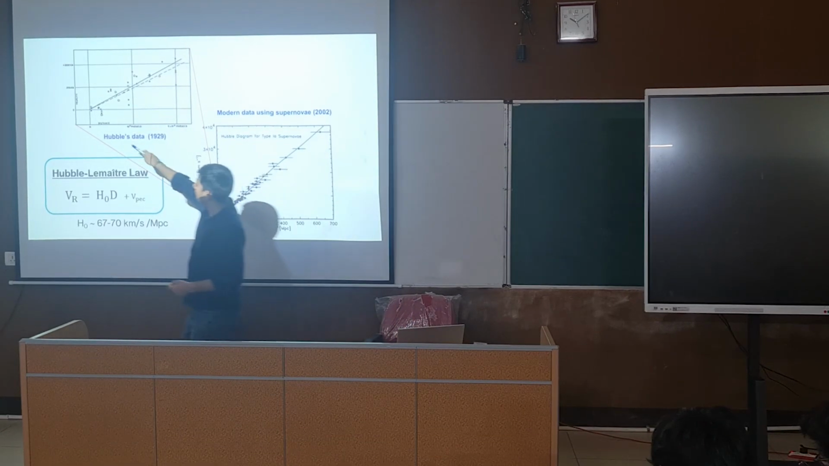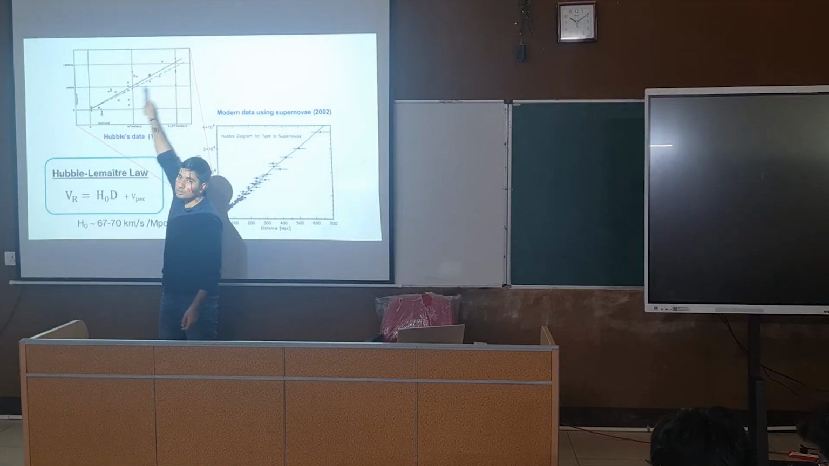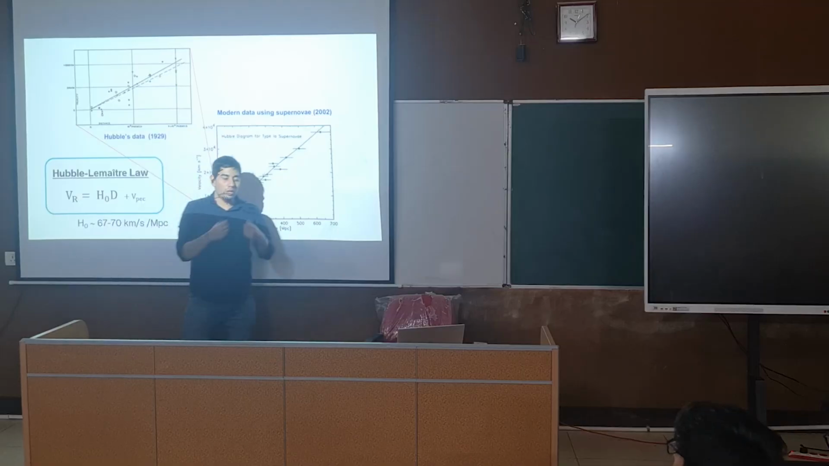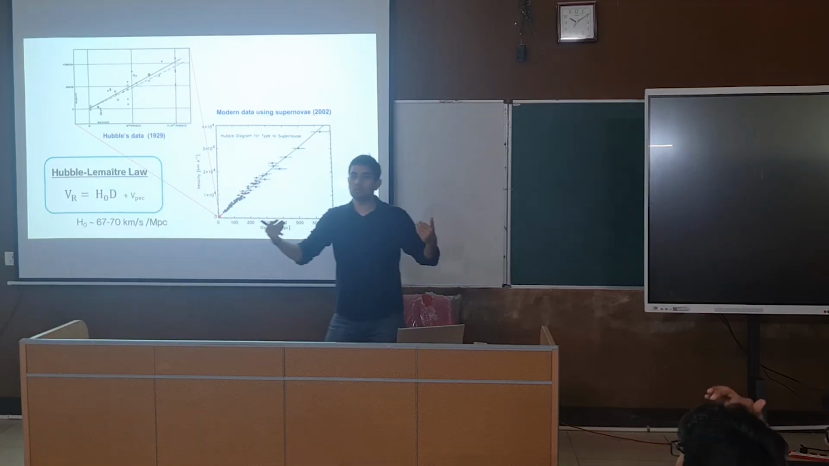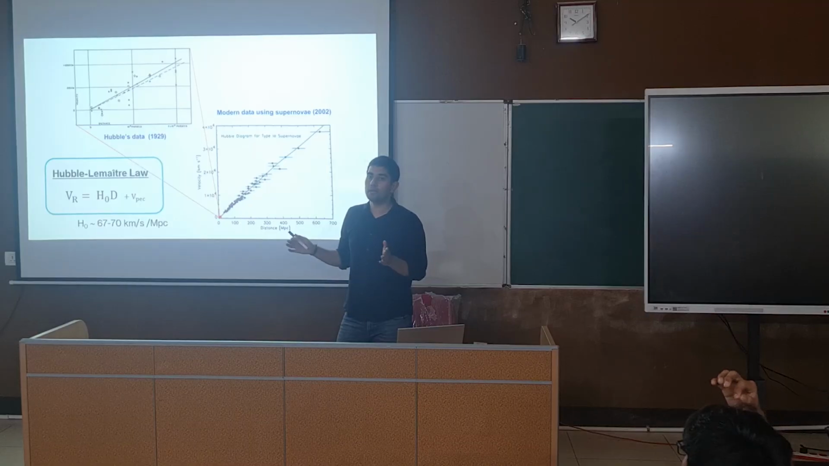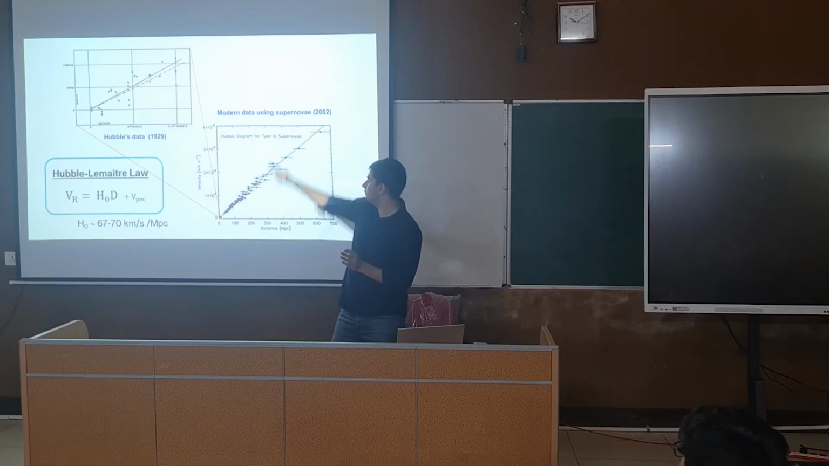So you see that not all of them are actually lying on this line, right? How do you explain that? Not all the galaxies are just moving away from you because of this expansion. There is also some other peculiar velocity which is causing them to move in other directions. That's why that was explained.